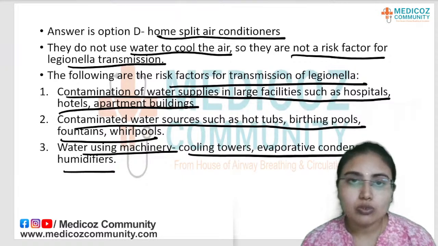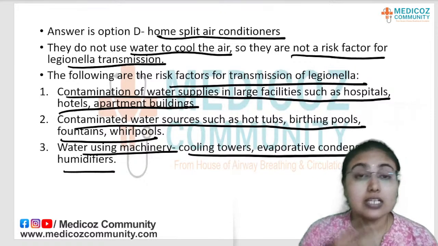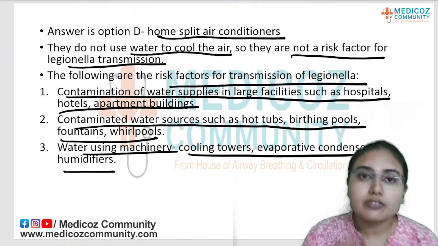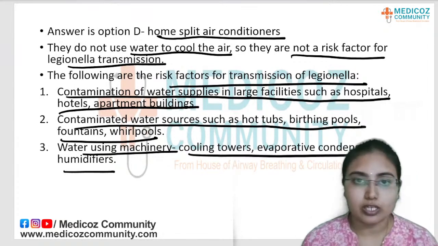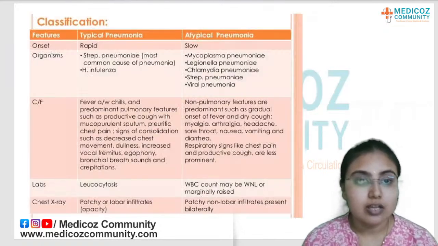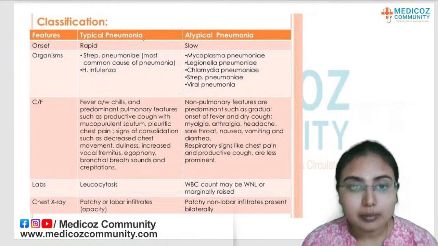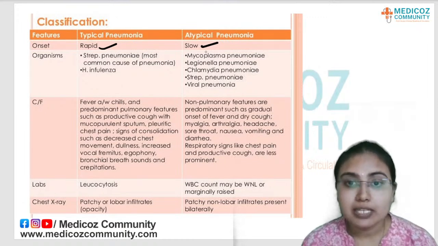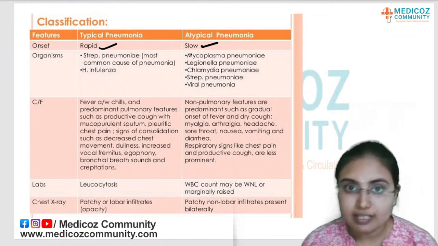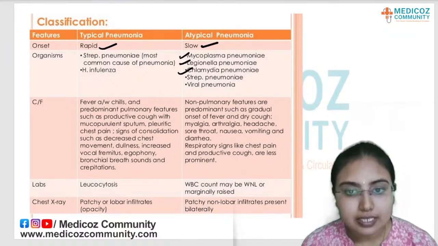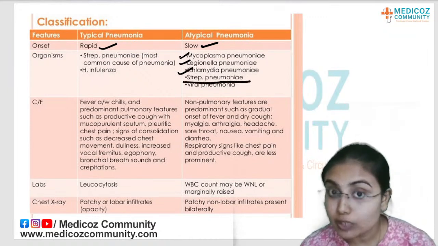Students, remember that Legionella pneumonia is a very atypical pneumonia. So what do I mean by atypical? What is the difference between typical and atypical pneumonia? Let's just revise your basics before you go for the exam day after. Typical pneumonia has a rapid onset while atypical is slow. What are the organisms? This is very important. Please remember the atypical ones so you can always rule it out in your question: Mycoplasma, Legionella, Chlamydia. Some Streptococcus pneumoniae can also cause it.